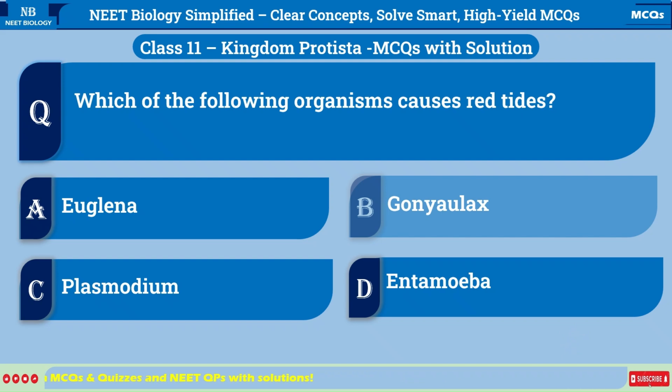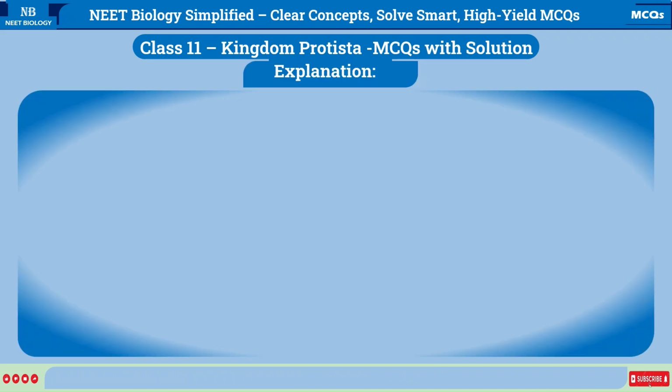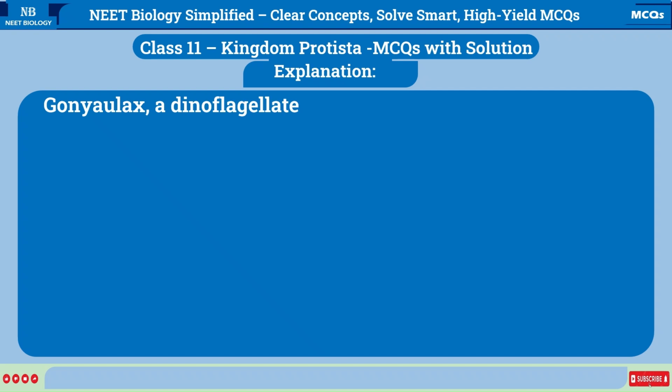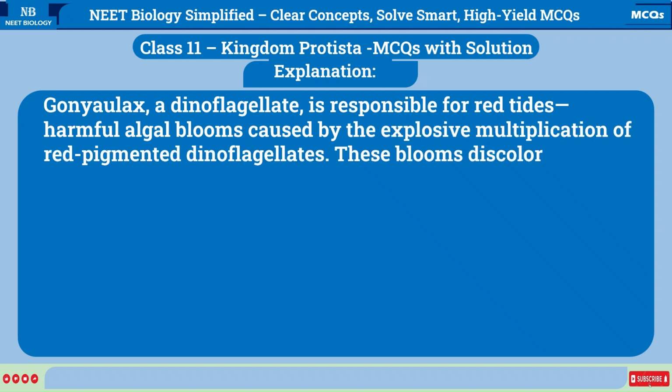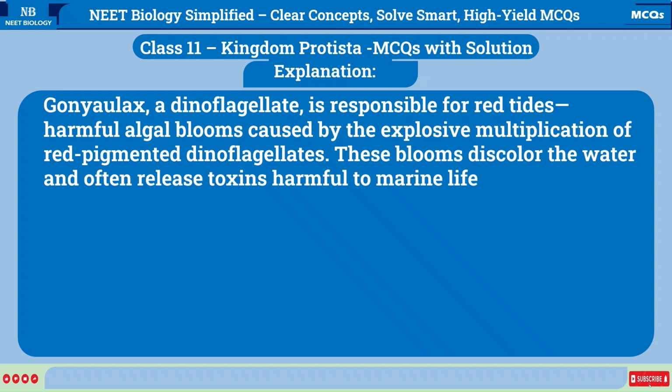Correct answer is B. Gonyaulax. Explanation: Gonyaulax, a dinoflagellate, is responsible for red tides, harmful algal blooms caused by the explosive multiplication of red pigmented dinoflagellates. These blooms discolor the water and often release toxins harmful to marine life.